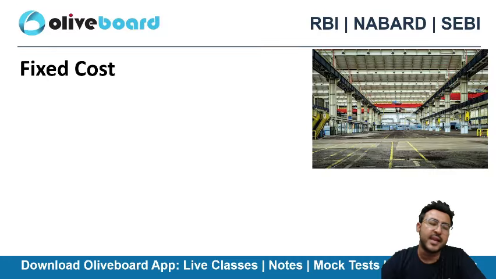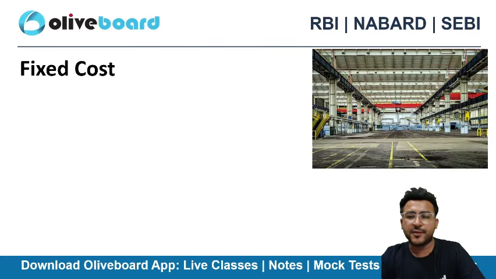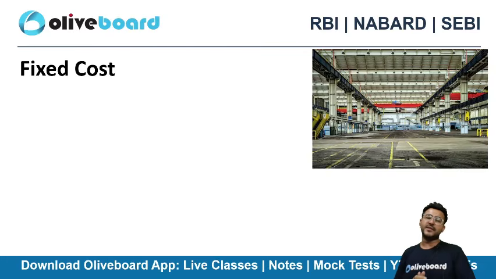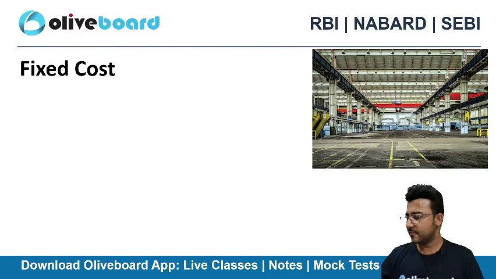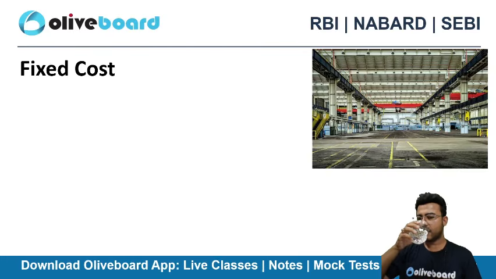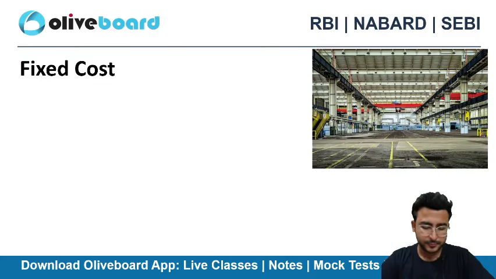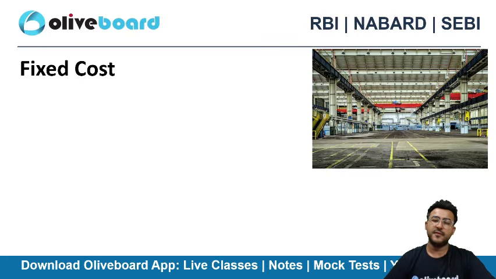Let's try to understand a very important cost concept: classification of cost based on behavior, which includes fixed cost, variable cost, and semi-variable cost. When I talk about fixed cost, what do you mean by fixed cost? Can anyone tell me? Rent, very good. Fixed rent.